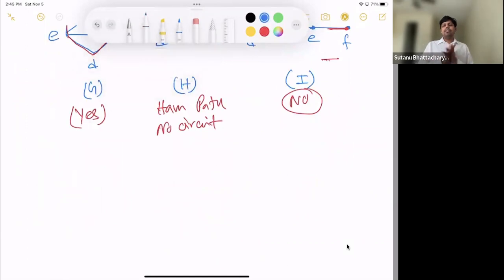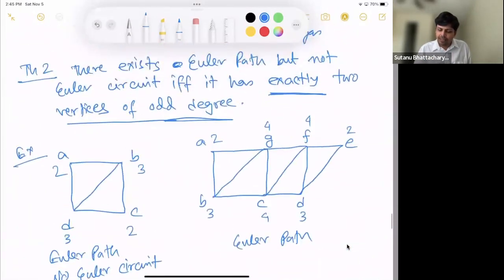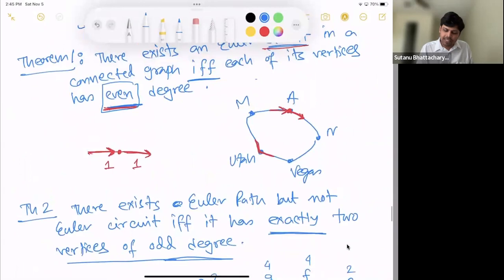Another difference between Euler circuit and Euler path is that, in the case of Euler circuit, we have seen two very simple theorems, theorem 1 and theorem 2, to find out whether there exists any Euler circuit or Euler path in a graph. Very easily and efficiently you can check whether all vertices have even degree, or all vertices except exactly two have even degree. So you can verify that very easily.